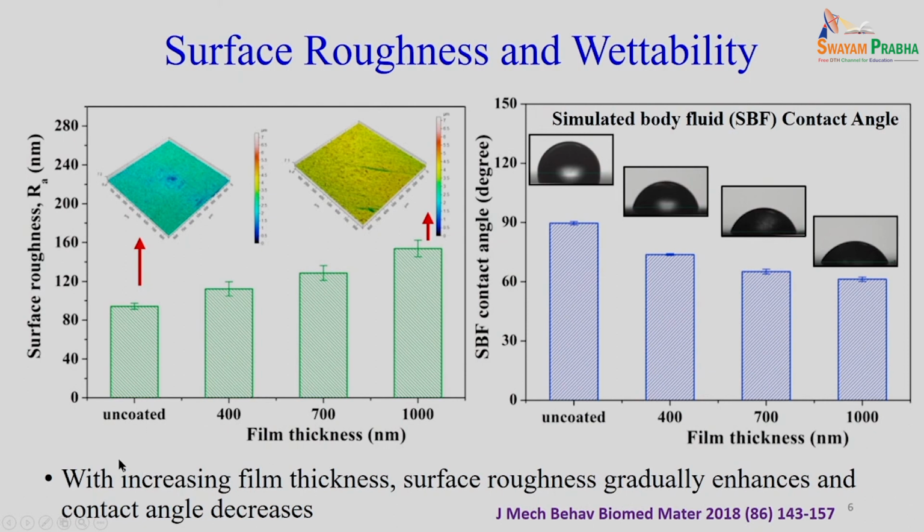So, what it says is that with increase in film thickness the surface roughness is also increasing, and because of the surface roughness as well as the material property, because of the hydroxyapatite there is a decrease in the contact angle, but again with the increase in the roughness there is a further decrease in the contact angle. So, both material chemistry as well as the roughness are playing a role in the surface wettability.